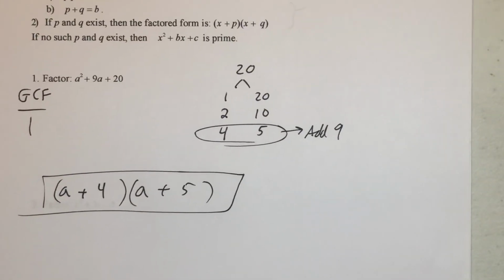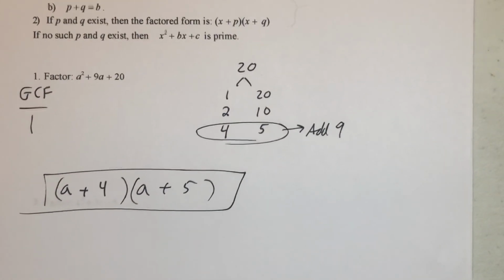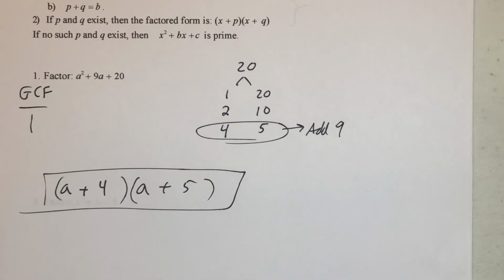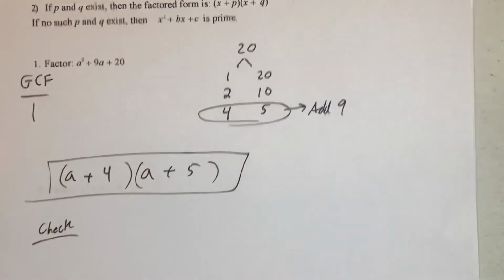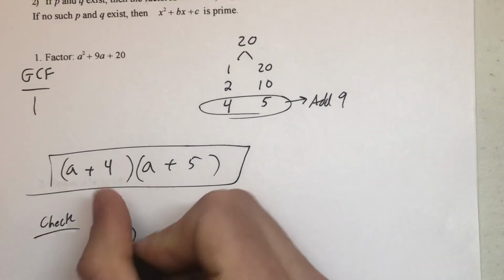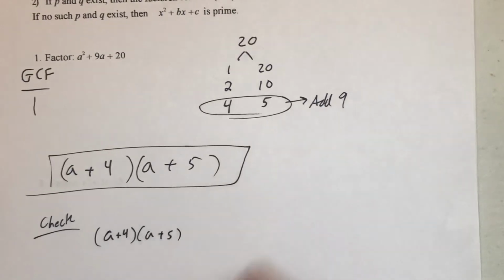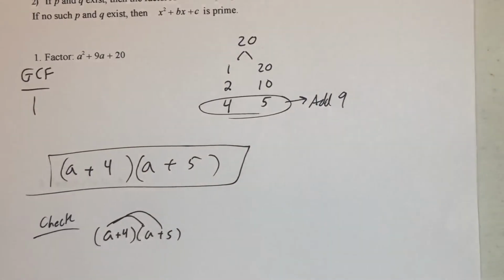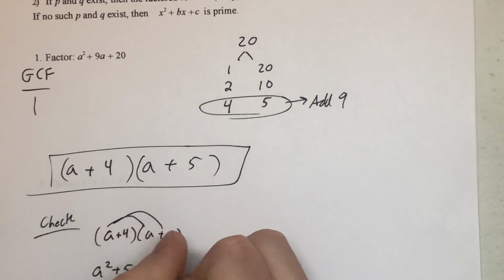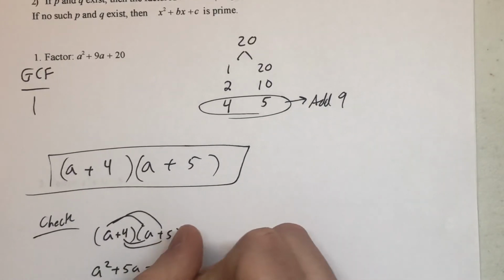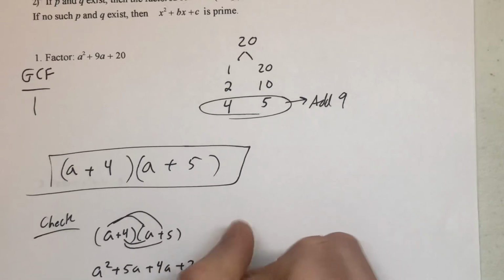And there's your answer. Now I want to point out, like I mentioned in the last video, with factoring you can check. And with this number game, it's not a bad idea to take the time to make sure you chose the right numbers and the right signs. So you can always check. I'll do this one check here, and take a plus 4 and a plus 5 and do the multiplications. So we get a squared plus 5a and then plus 4a plus 20.